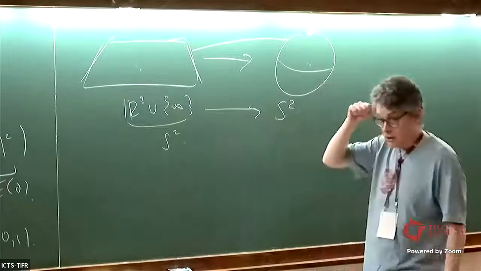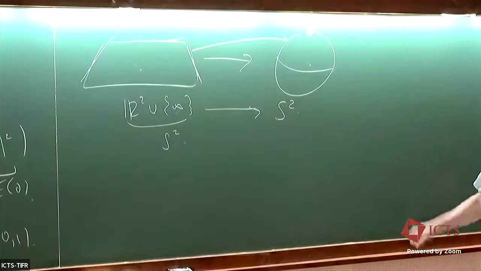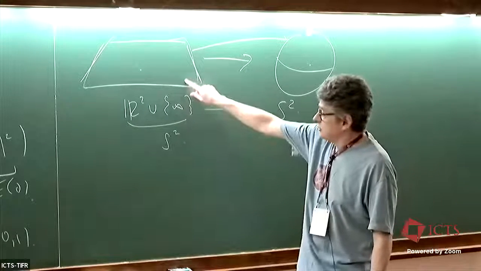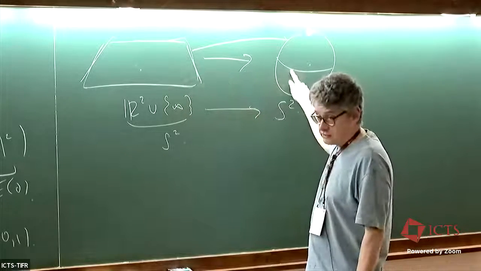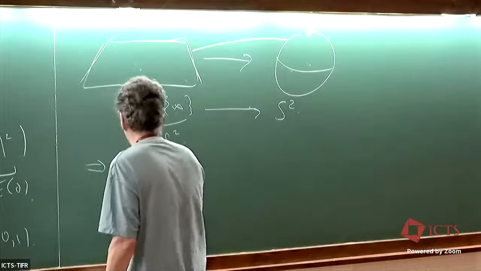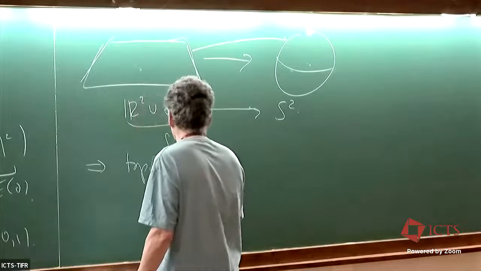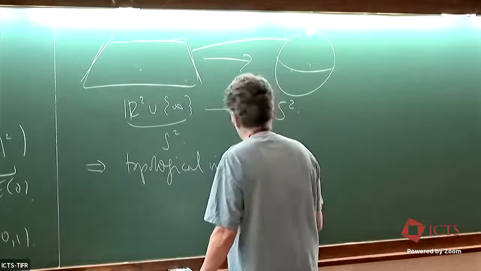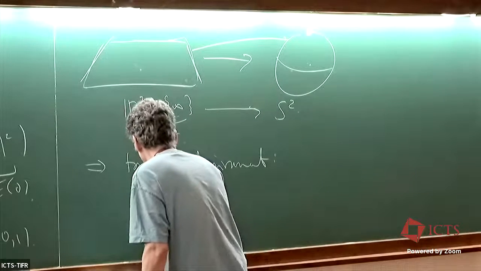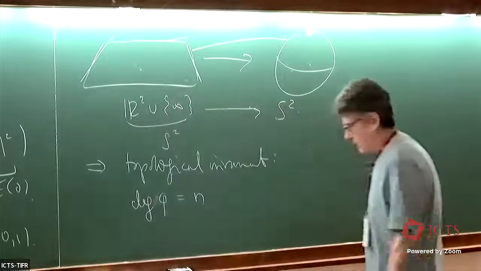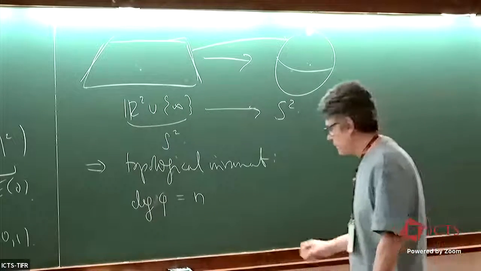and such things are classified up to homotopy by their degree, by the number of times that the map wraps this two-sphere around this two-sphere, counted with orientation. So we have a degree, a topological invariant. The degree of phi, we can write down a formula for it, it's just an integer.